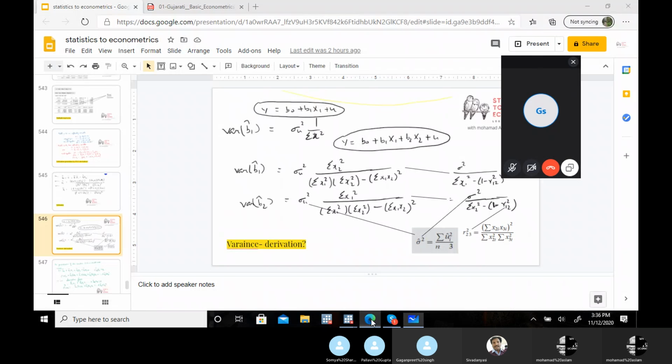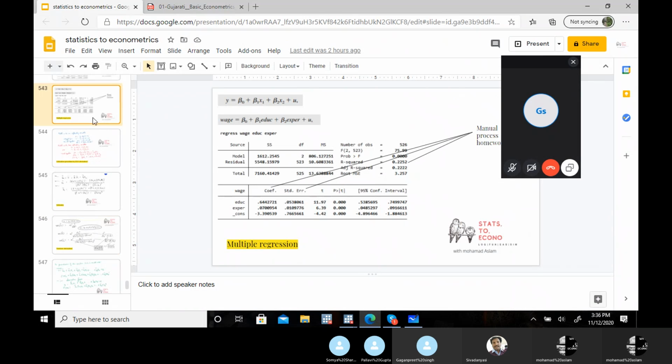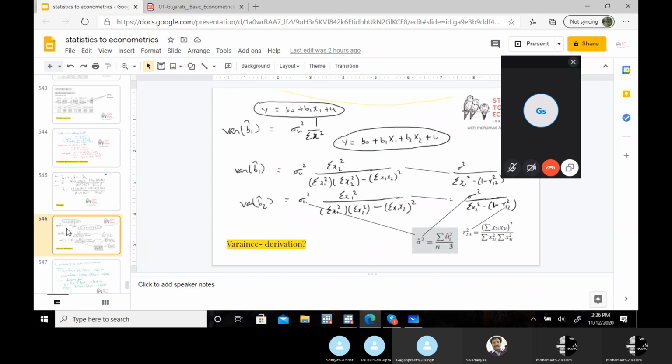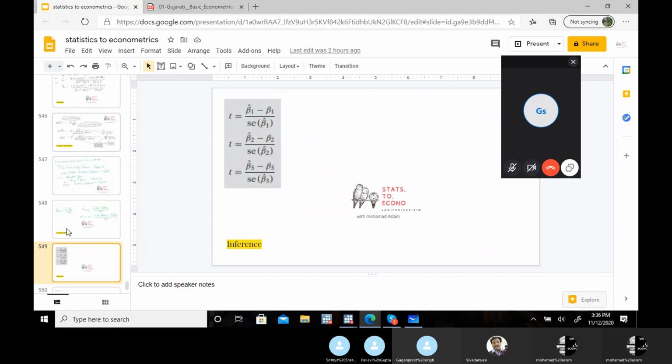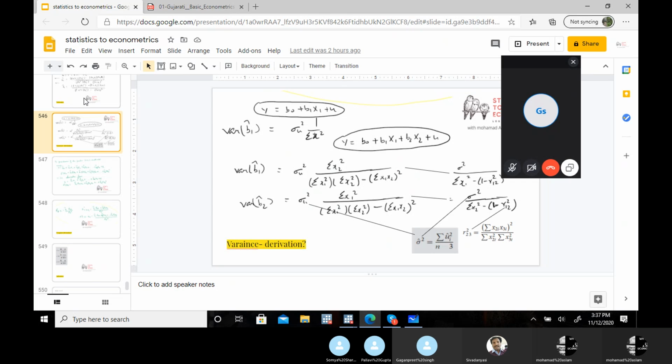I'm taking it just to explain how you have to calculate these standard errors. Why is the standard error so important? Because for hypothesis testing we need it, right? In the t formula, if you remember, the denominator is the standard error, meaning it is in proportion to the standard error. That's why we need these standard errors.